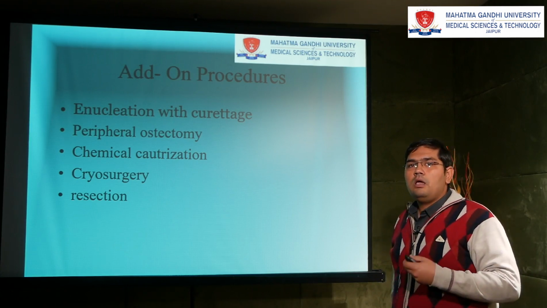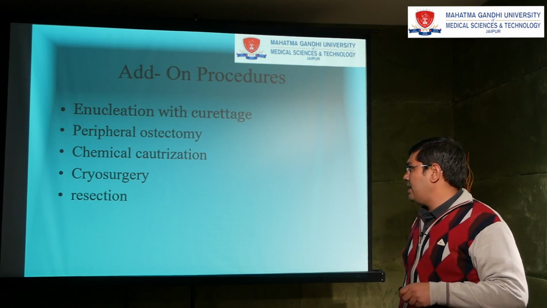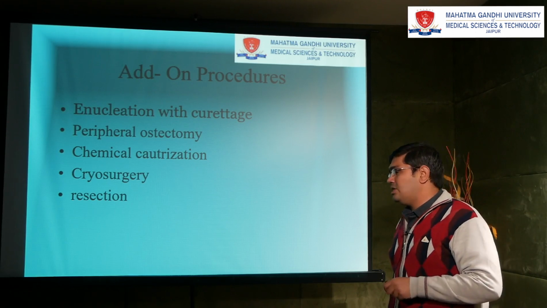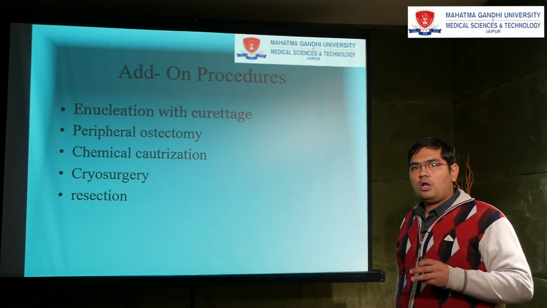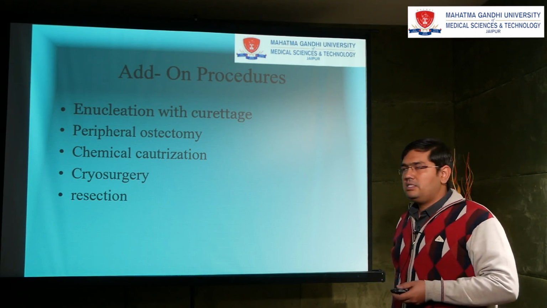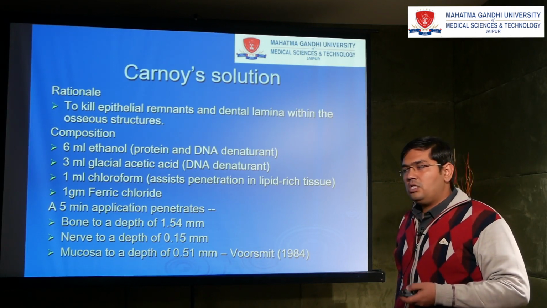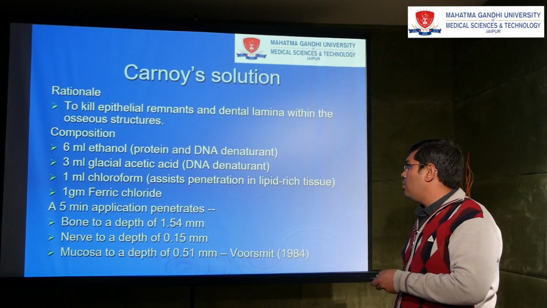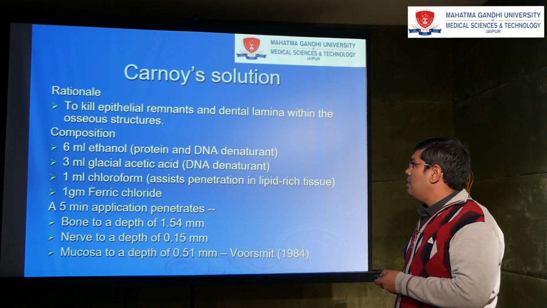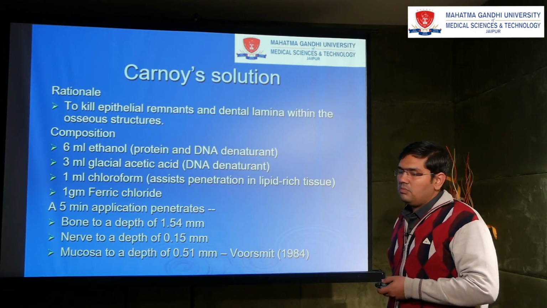Chemical cauterization, by using Carnoy's solution we can devitalize the remaining cyst lining if there is any. Cryosurgery units can be used for this purpose, or in severe cases or highly recurrent lesions, resection can also be planned. So Carnoy's solution is basically used in chemical cauterization. Nowadays there is a debate about using it or not, because it contains chloroform, which is slightly proven carcinogenic, so the use is nowadays not rational.